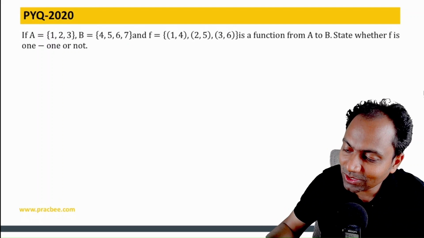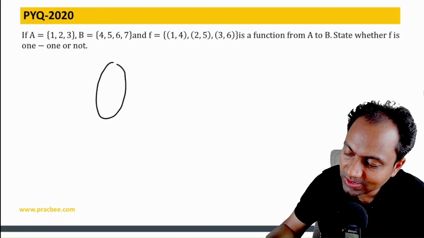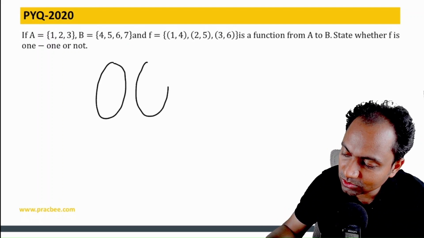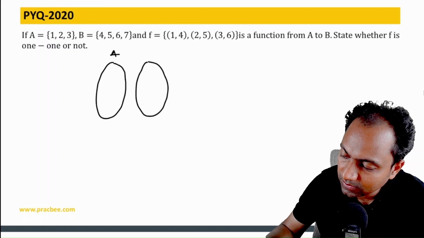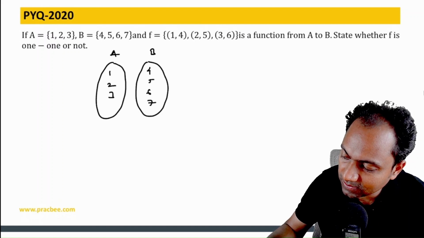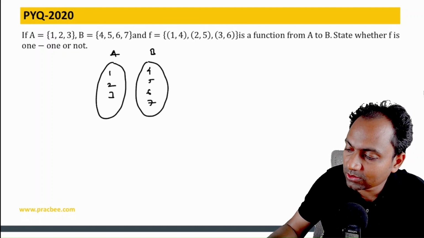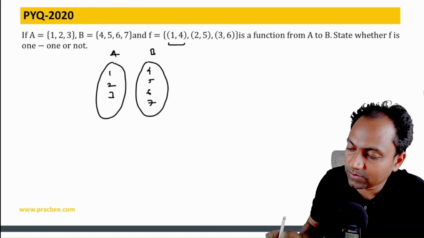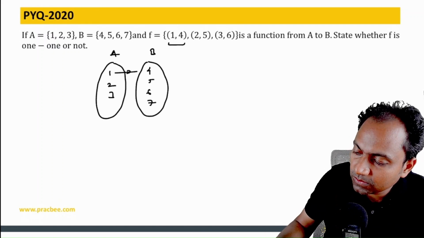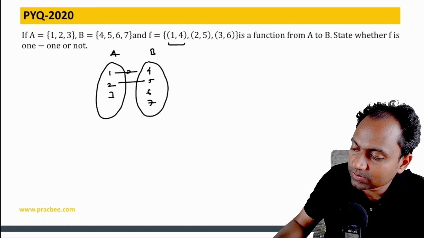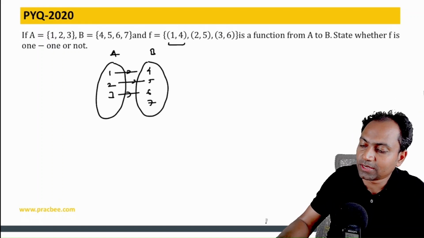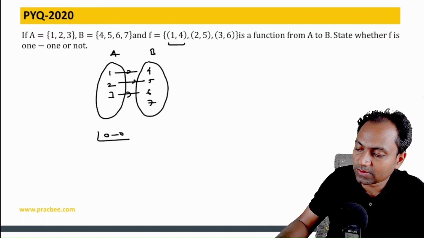In order to solve this 2020 question, you can just make the arrow diagram. If I make the arrow diagram, in set A what they have given is 1, 2, 3. In set B, what we have is 4, 5, 6, 7. If I want to get the ordered pair (1, 4), 1 is mapped to 4. If (2, 5), then 2 is mapped to 5. If (3, 6), 3 is mapped to 6. So you can see that one element is linked to one element only. So it is a 1-1 function.